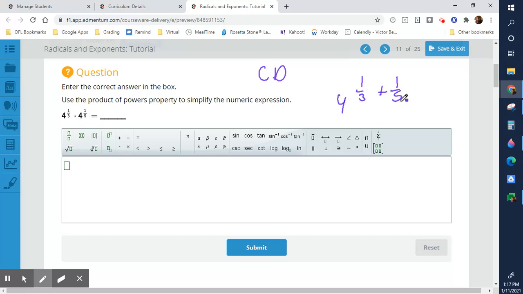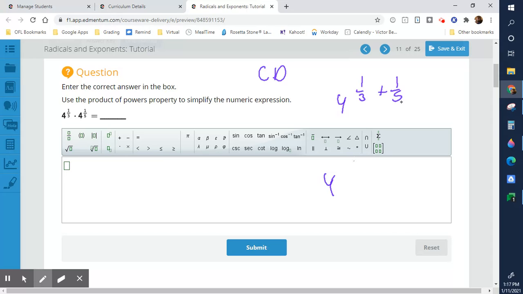You can use 30 because 3 goes into 30 and 5 goes into 30, even though a lot of you are probably thinking, well, I could just do 15. Yeah, you can do 15. That's totally fine. You can also do 60. You can do 300. Whatever works for you. I'm going to do 15. I know it's a little harder, but I'm going to do it. It's going to be 5 over 15 plus 3 over 15.